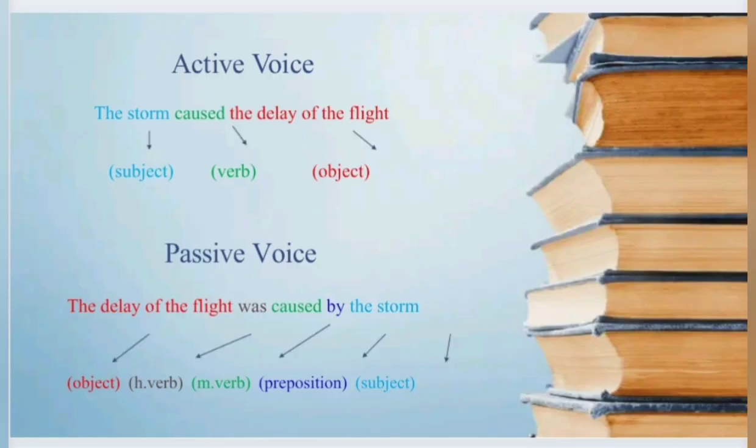We'll take up one more example that says the storm caused the delay of the flight. So the storm over here is the subject, as you can see, caused is the verb, and the delay of the flight is the object, and your object comes at the first place. Then an auxiliary verb, that is your helping verb over here, comes. Then your main verb is coming. Before that, by is coming, and the subject.